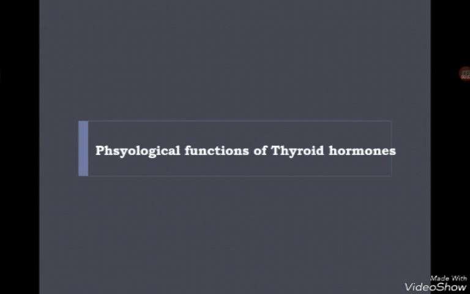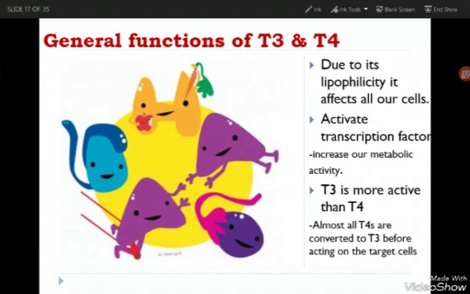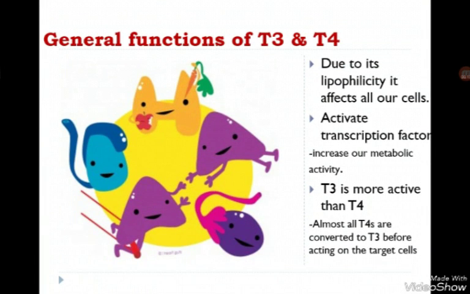After finishing the synthesis and release of thyroid hormones, now we are going to talk about physiological functions of thyroid hormones. As you know, thyroid hormones are highly lipid soluble. That's why these hormones affect all our cells by activating transcription factors. These transcription factors are going to increase our metabolic activities. So in general, thyroid hormones are going to increase everything: the metabolic processes, the activity of cardiovascular system, central nervous system, growth, etc.